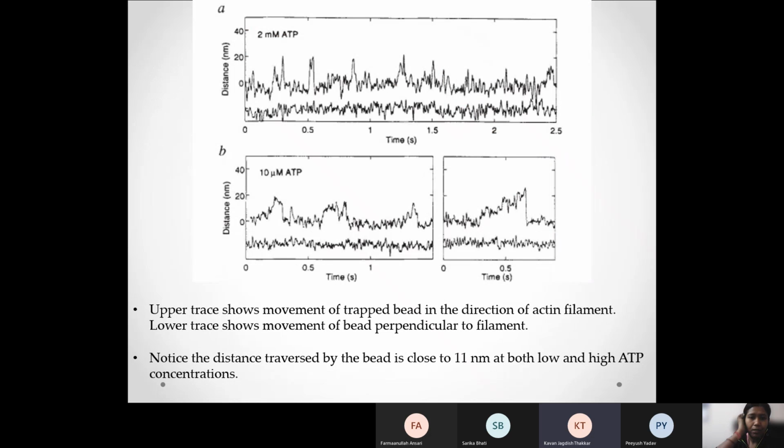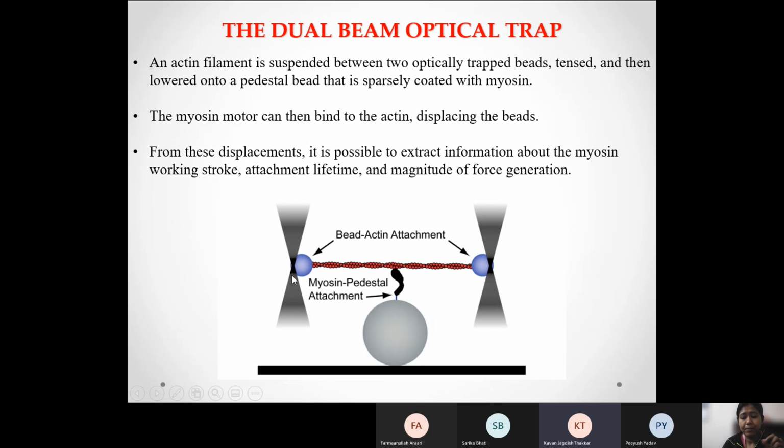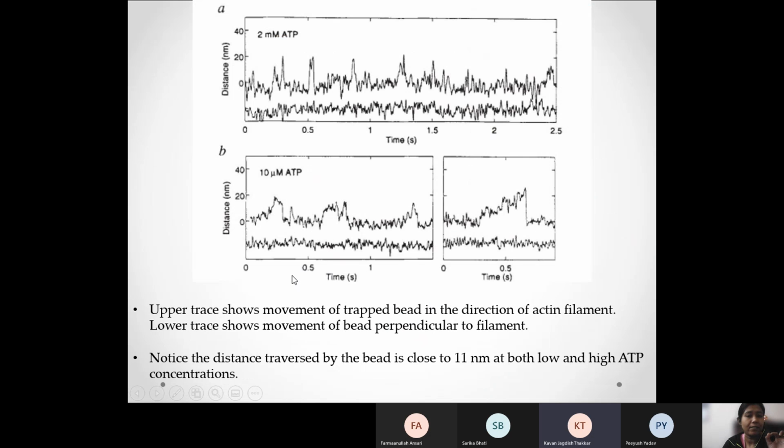So these are the images directly from Spudich's paper. And what does it show? It shows you two things. So one is that when we see these beads, the beads are not going to be very stiff and stationary. Why? Because there is always Brownian motion. So it keeps moving a little bit. So you will see here that it moves a little bit.